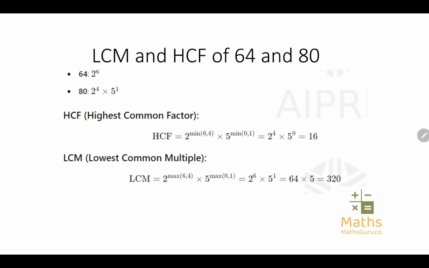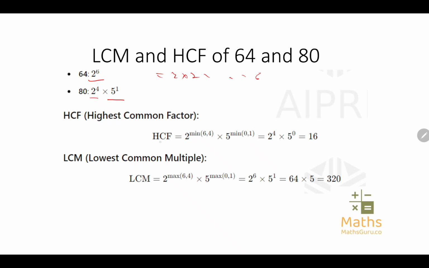Let's do it for one more pair of numbers, 64 and 80, right? So 64, you can write it as 2 into 2 into 2, six times, right? 2 to the power 6. And 80 would be 2 to the power 4 into 5 to the power 1, right?